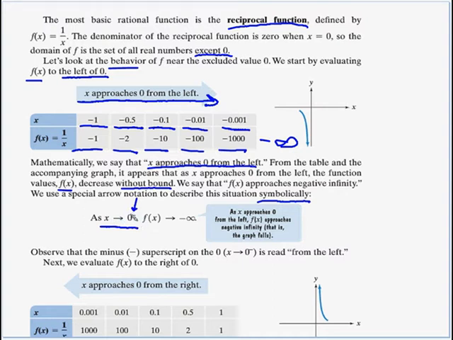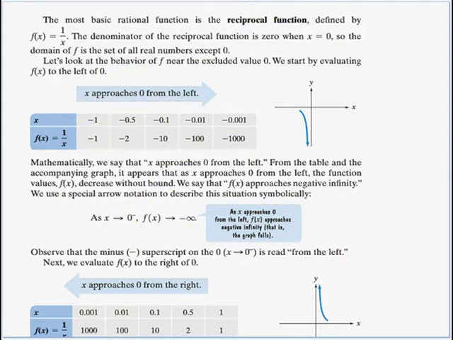negative up here almost looks like an exponent, but that's just telling us what direction we're coming from. We're approaching this number from numbers to the left-hand side, or on the number line from the negative side. So as x approaches 0 from the left, f of x, the function, approaches negative infinity. Observe the minus superscript on that is read from the left.